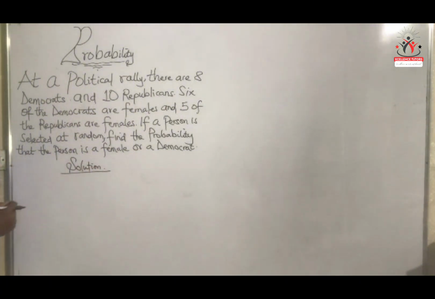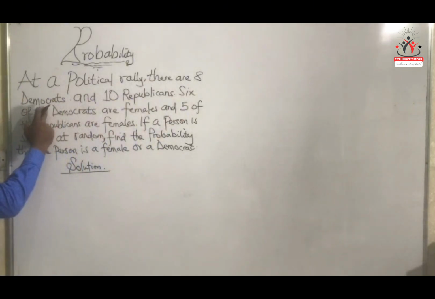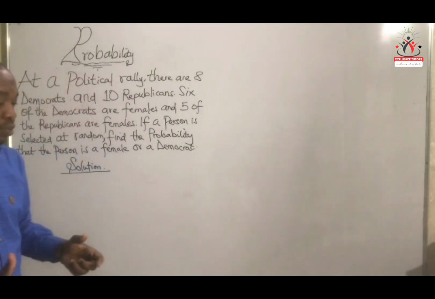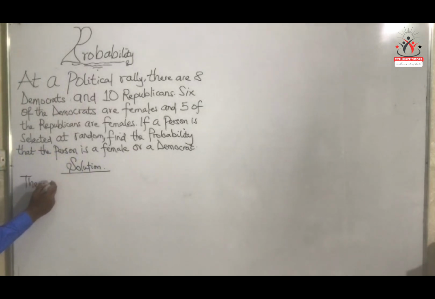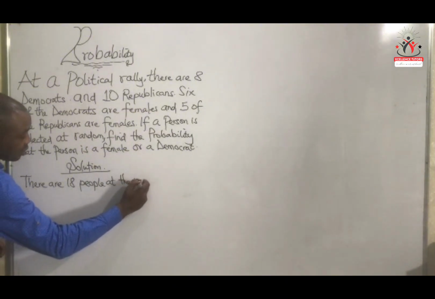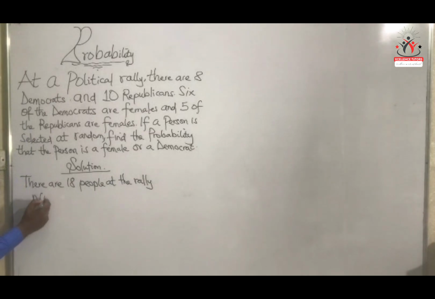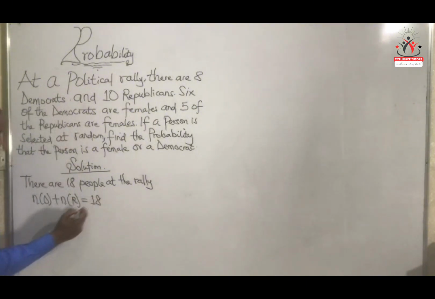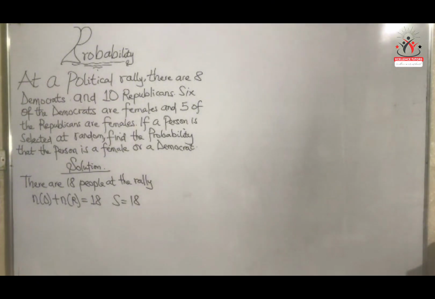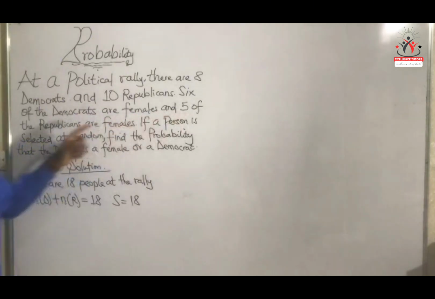At the rally, there are 8 Democrats and 10 Republicans. So the number of people at the rally will be 18, which will be our sample space. That is because the number of Democrats plus the number of Republicans at the rally will be 18. And this becomes our sample space. Remember, the sample space is 18.